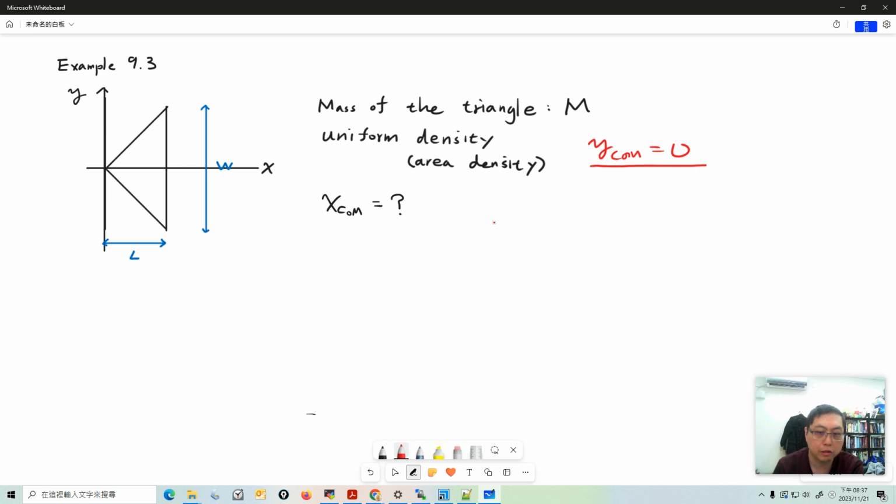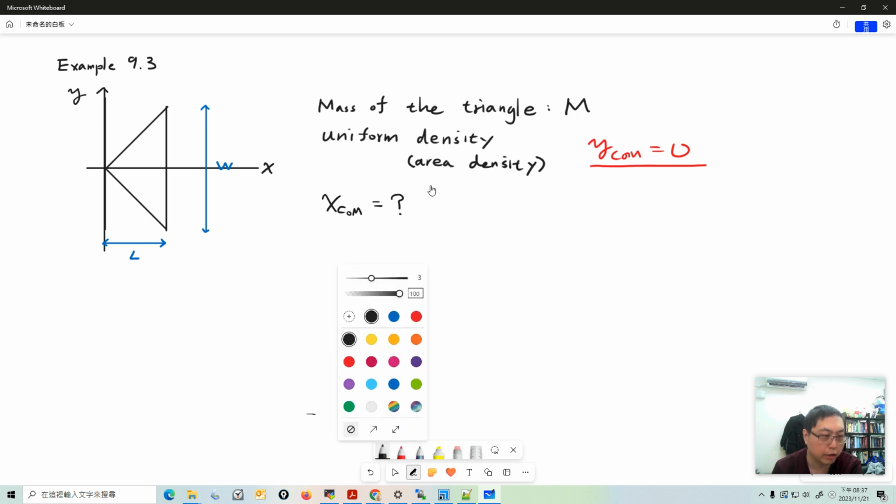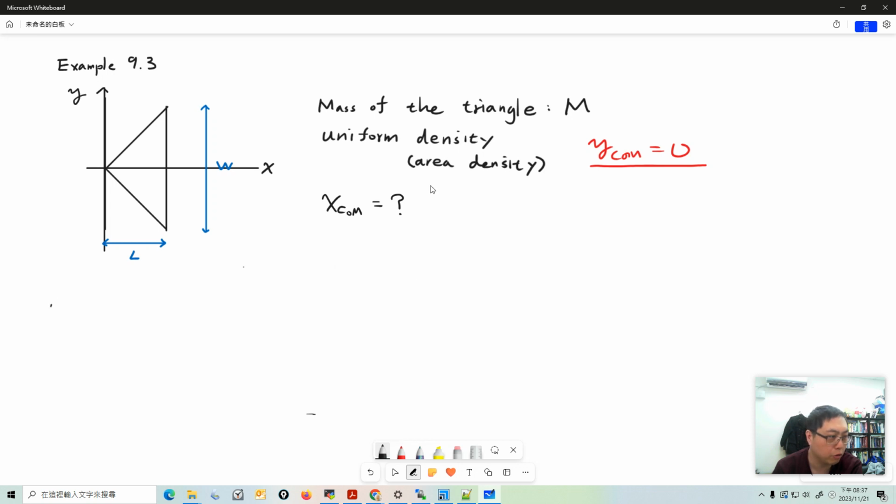But XCOM, the x coordinate of the center of mass of this triangle, is not at 0, so we have to calculate it. Do you remember the formula to calculate the center of mass? Let me write it down. XCOM is 1 over the total mass, times the integral of x dm.